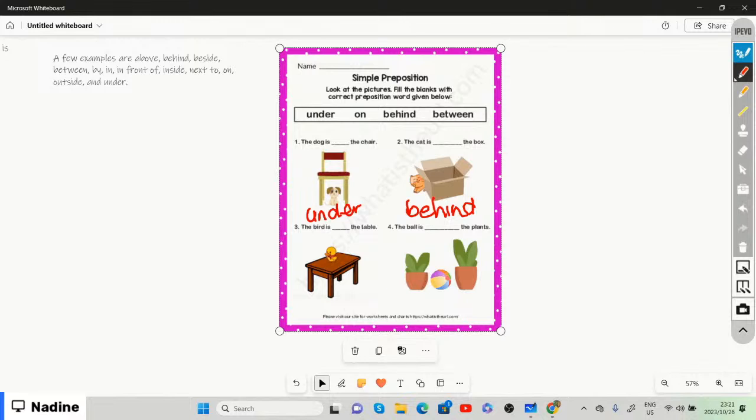And then the little duck, the bird is the table. The bird is on the table. And the ball is between.